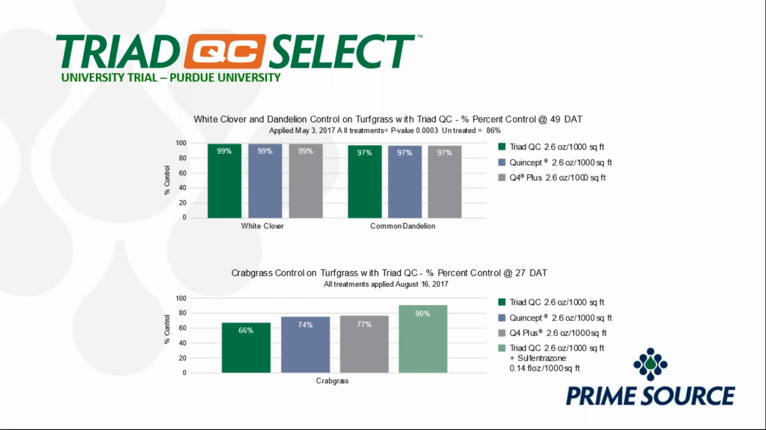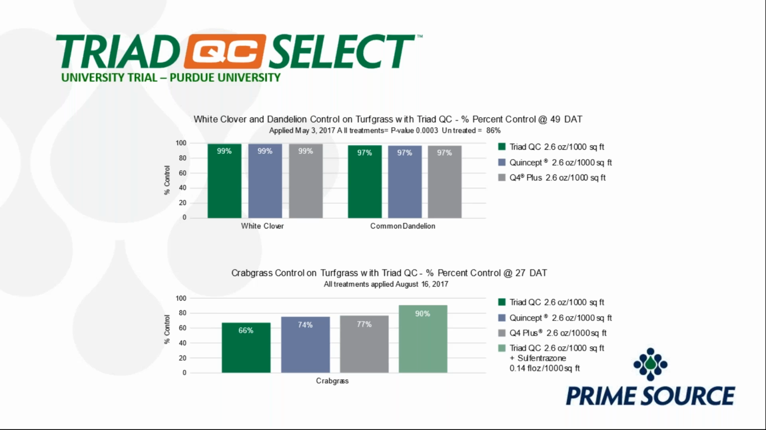So here are 2 different slides. The first one is white clover and dandelion that we did at Purdue University. So we wanted to show our Triad QC versus Quincep and then Q4 Plus. And as you can tell, everything's pretty comparable. And then the bottom one is crabgrass. So the Triad QC and Quincep as well as Q4 Plus all have Quinclorac in them, so you should get some crabgrass control. And then we did our QC plus just a splash of our sulfentrazone.